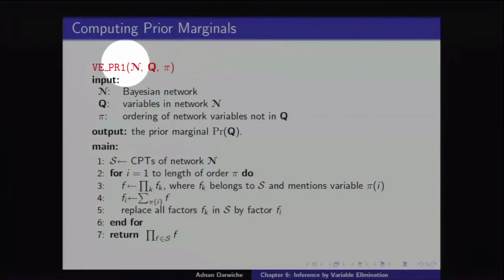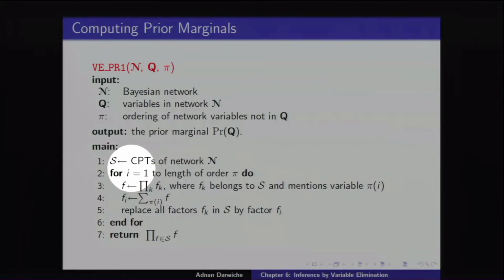The input here is N, the network. Q are the variables that we want to compute the marginal over. And pi is the order in which we're going to eliminate the variables. The notation here is pi of 1 is the first variable to eliminate. Pi of 2 is the second variable to eliminate, and so on. Set S contains all of the CPTs for the network, right? And look what I'm doing.